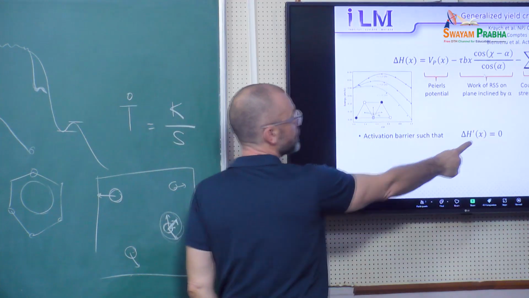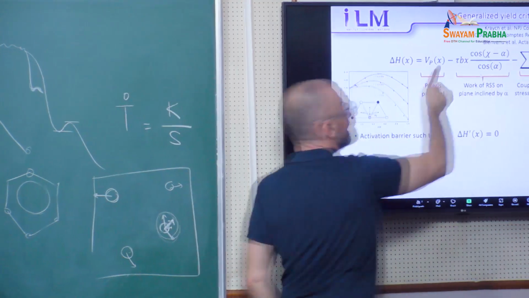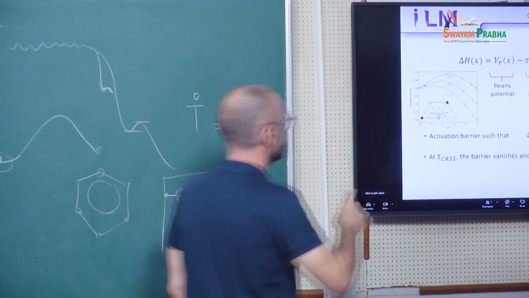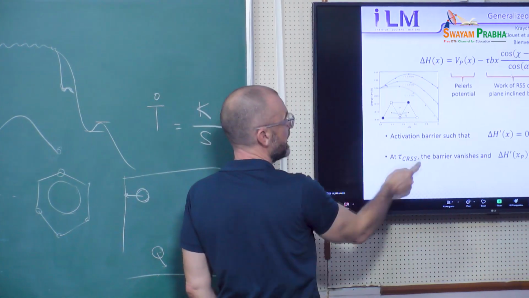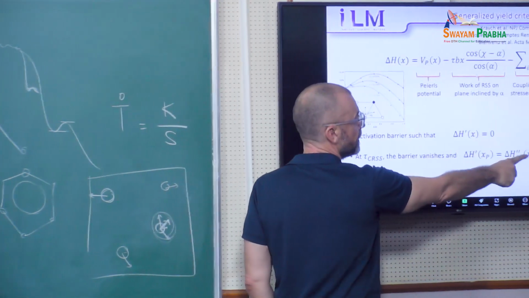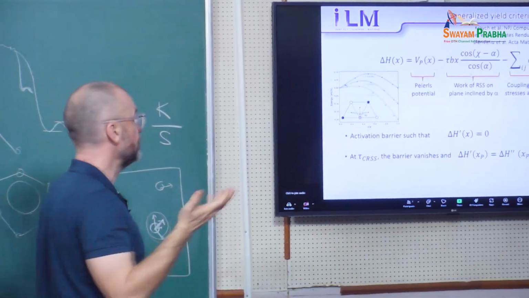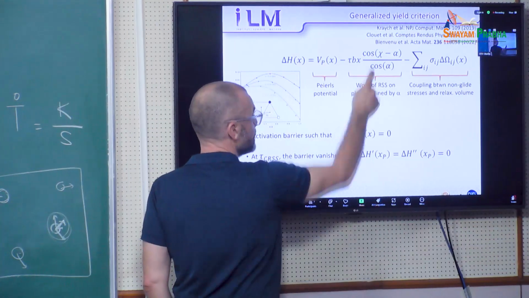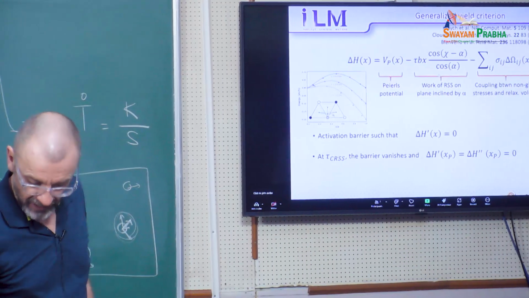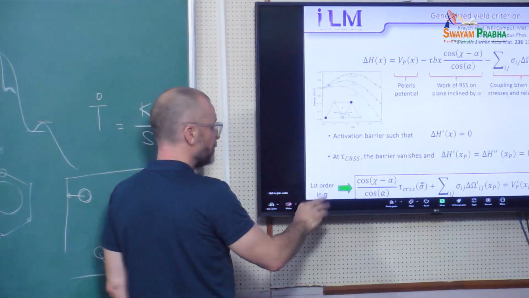Now I know that the activation barrier is where the enthalpy is maximum, so it corresponds to the derivative of this function equal to 0. And you can also show that when the barrier disappears, when I am at the Peierls stress, then you have both the first and second derivative of the enthalpy that have to be 0. So you do some math. You take the first derivative, second derivative. You look at when both are 0. And then you play a bit with the calculations, and then you have to do some approximations.